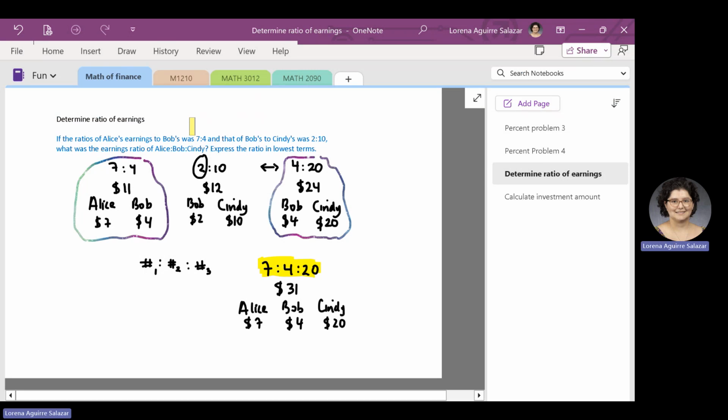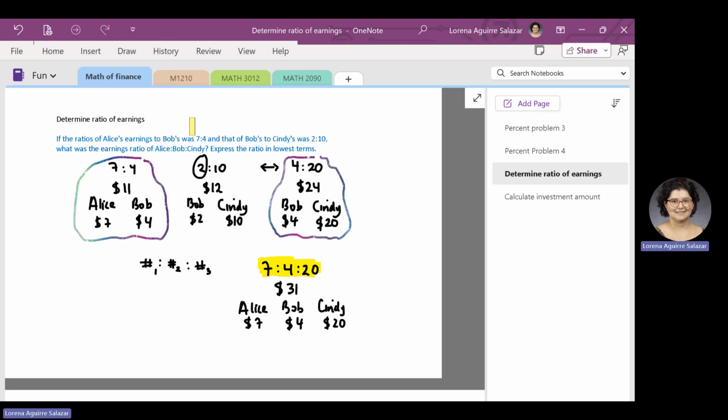Okay, so to summarize what we did, we can say the following. We related 7 to 4 and 2 to 10 by writing 2 to 10 as 4 to 20. That way we could see the 7 to 4 and then the 4 to 20. And then we connected those two ratios to get 7 to 20, and the 4 in the middle, so 7 to 4 to 20. 7 to 4 to 20 is reduced to lowest terms because 7, 4, and 20 have no factors in common other than 1.